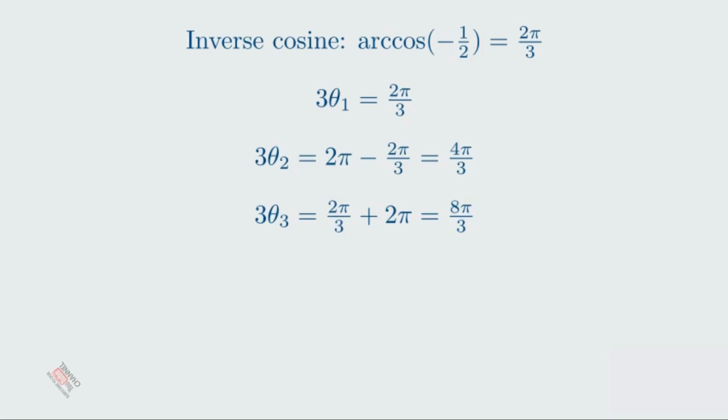For a cubic equation, there can be at most 3 real roots. These 3 solutions for 3 theta will give us exactly those 3 roots. Here are our 3 values for 3 theta: 2 pi over 3, 4 pi over 3, and 8 pi over 3.